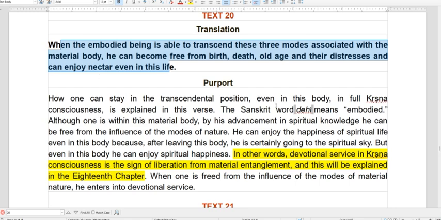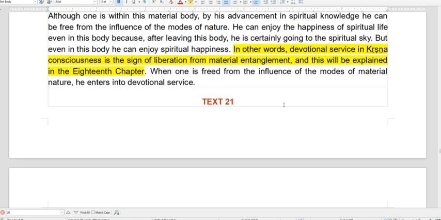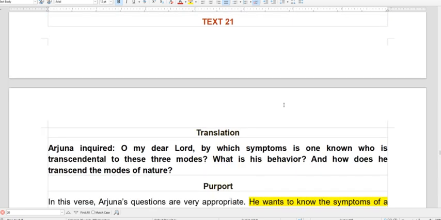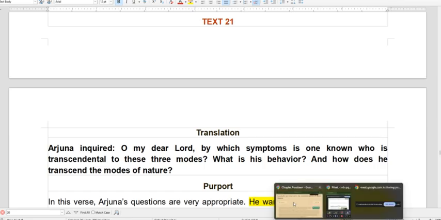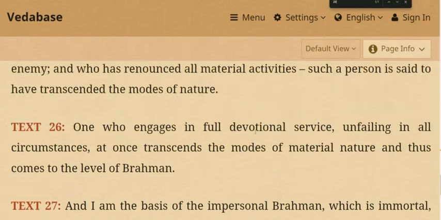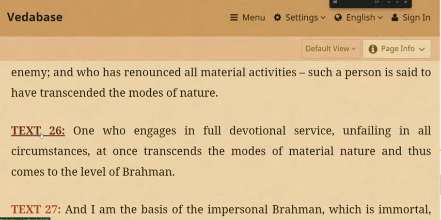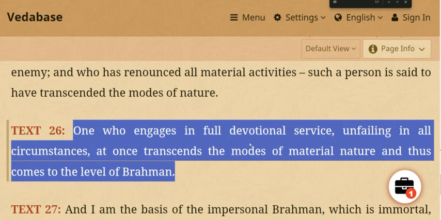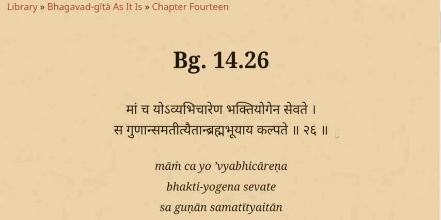How does this happen? In the 26th verse, we are going to read, but I just tell you how it happens. One who engages in pure devotion, in full devotional service, unfailing in all circumstances, at once transcends the modes of material nature, and thus comes to the level of Brahman. So, by devotional service only.